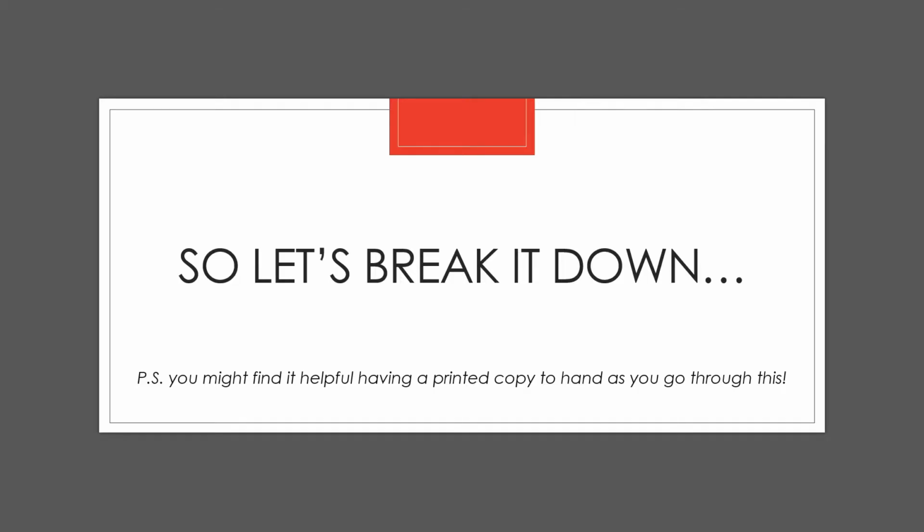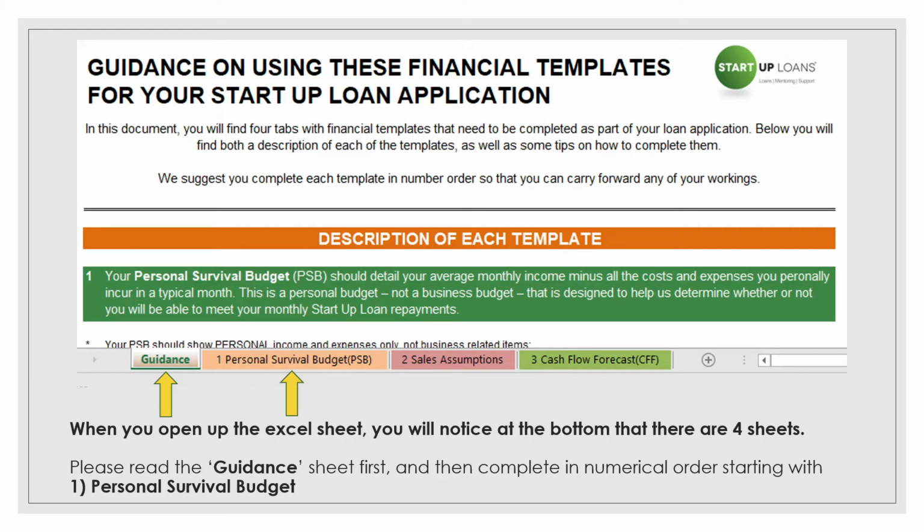So let's break it down. As a suggestion, you may wish to pause the video at this stage to make sure that you have a copy of the Excel form in front of you so that you can look through it at the same time. Now, first of all, when you open up the Excel sheet, you'll notice at the bottom that there are 4 sheets. So, first of all, please read the guidance sheet, which you can see a copy of here, and then we're going to complete in numerical order, starting with number 1, the personal survival budget.